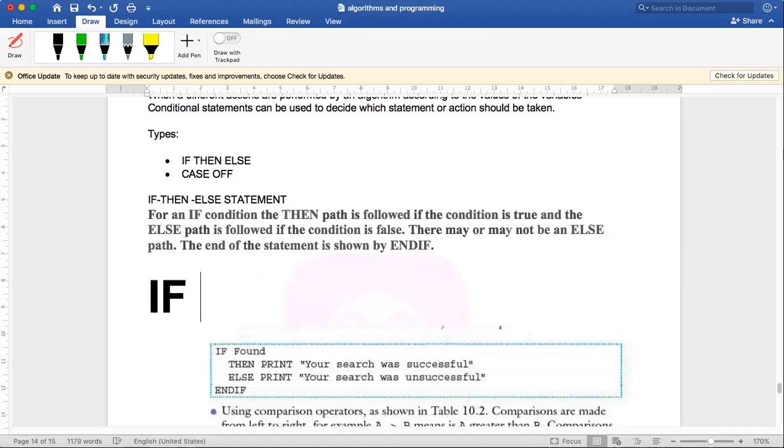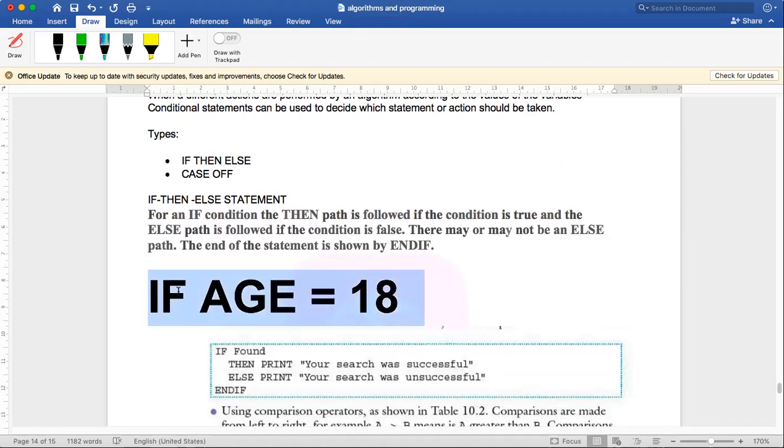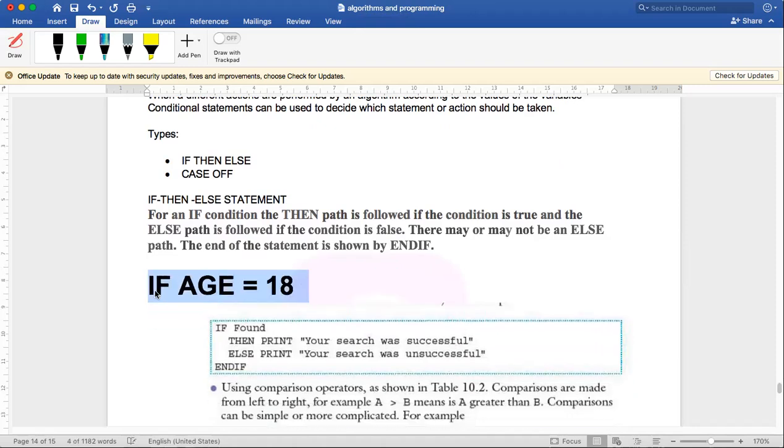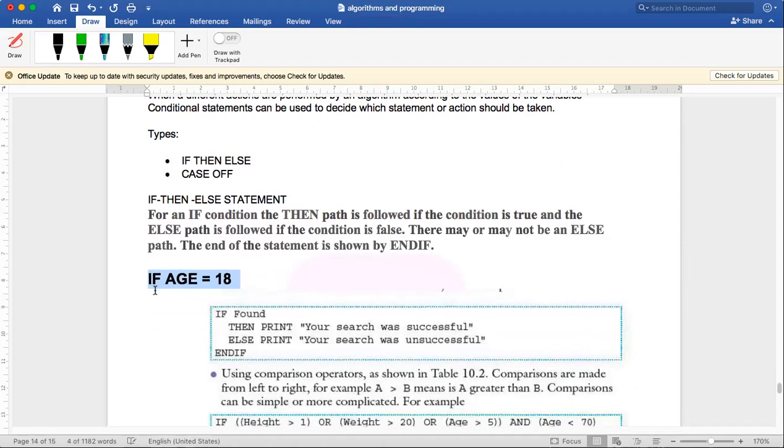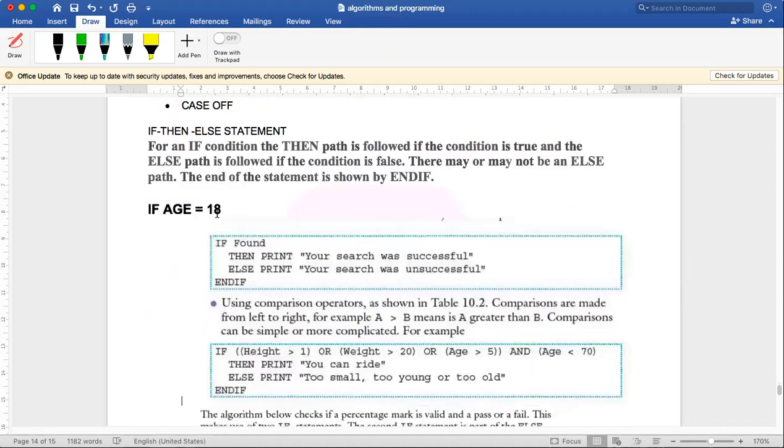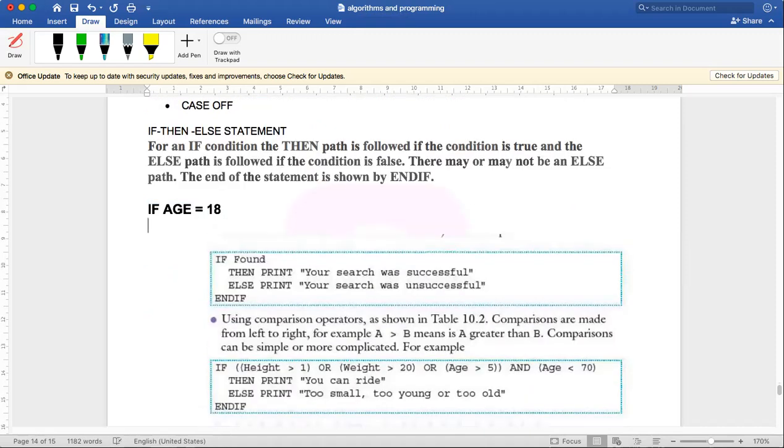Like if we are going to write: if age is equal to 18. This is a condition, right? This is the given condition. Now I'm going to give you two options. If age is equal to 18, I can write greater than here, greater than or equal to 18. I think it's better now.